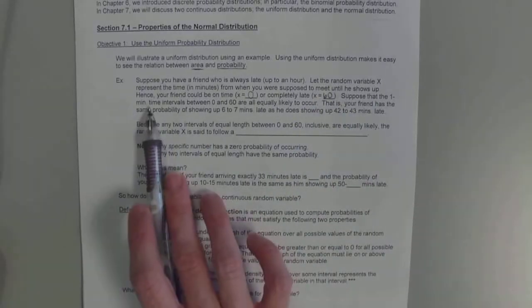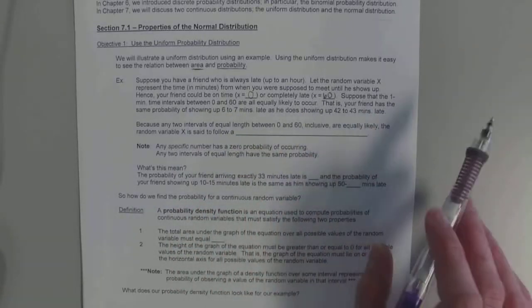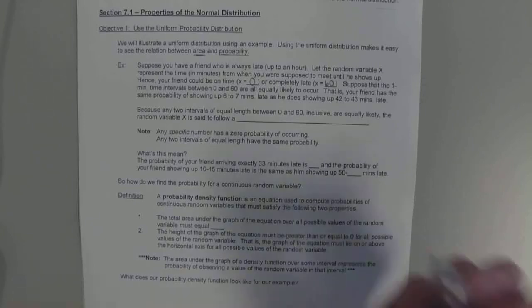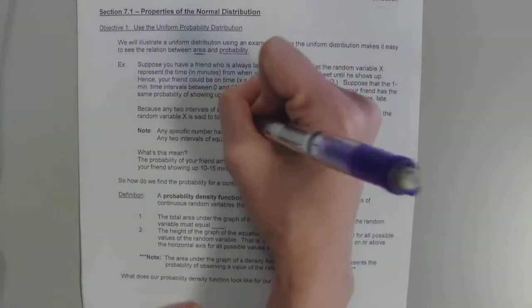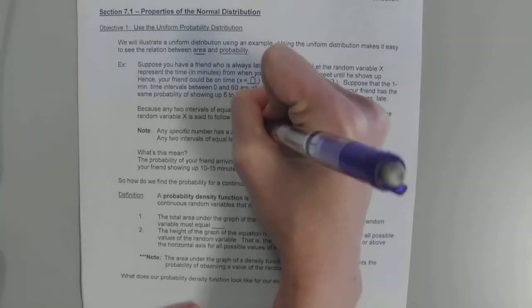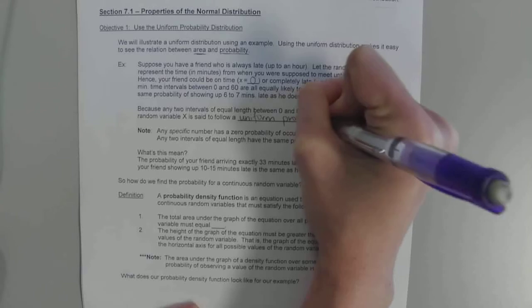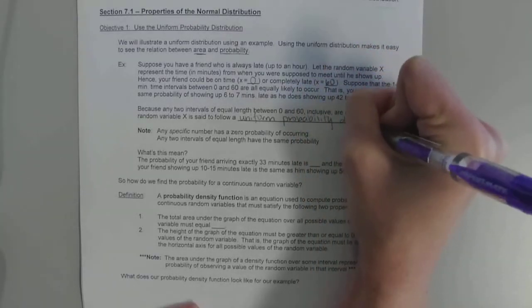So suppose the 1 minute time intervals between 0 and 60 are all equally likely to occur. That is, your friend has the same probability of showing up 6 to 7 minutes late compared to 42 to 43 minutes late. Because any two intervals of equal length between 0 and 60 are equally likely, the random variable is called a uniform probability distribution.